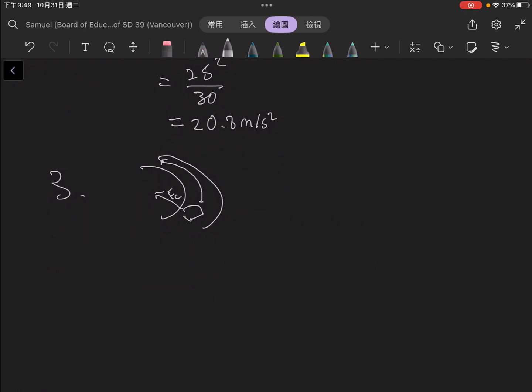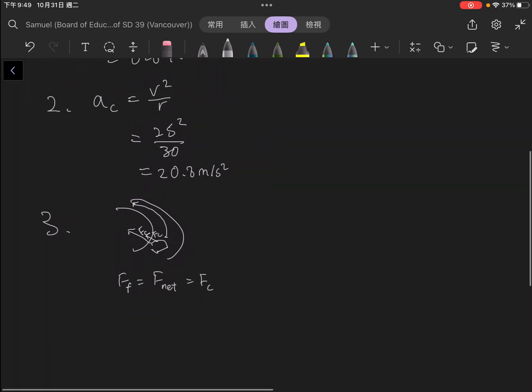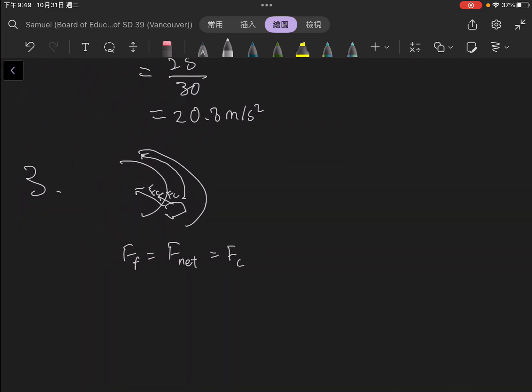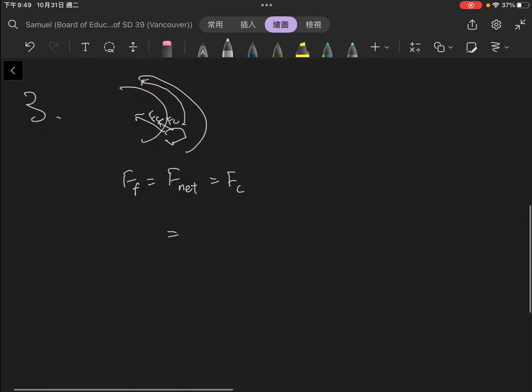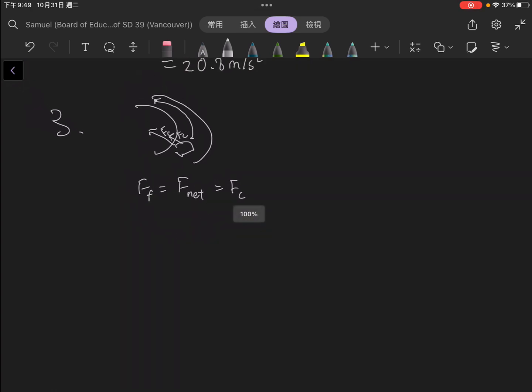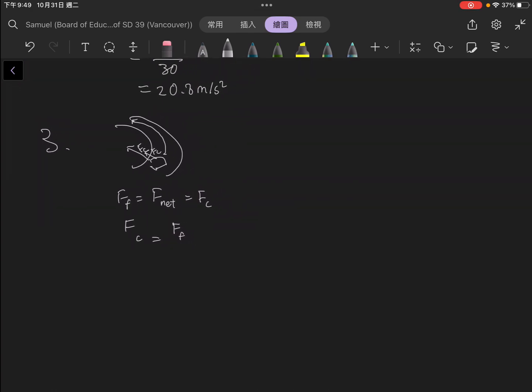For the car, the only force that matters horizontally is the friction force. So, friction force. Since it's the only force that matters, it will also be our net force, which in a circular motion will be the force of circular motion. Yeah, so since we know this, we can just equate the net force, which is the centripetal force, to the force of friction.